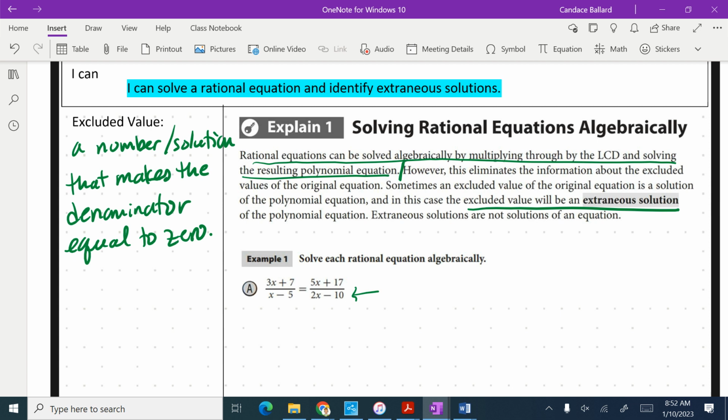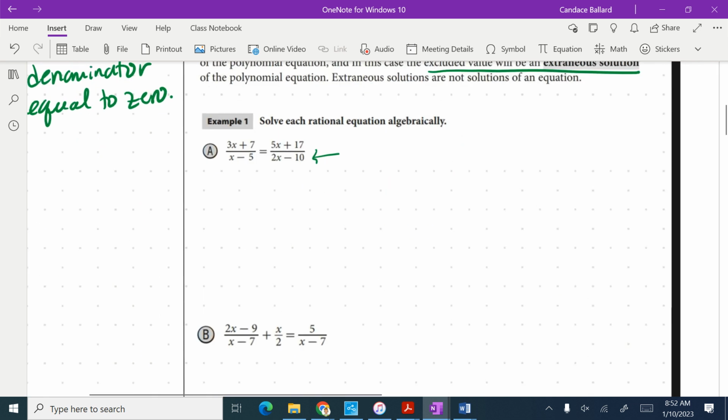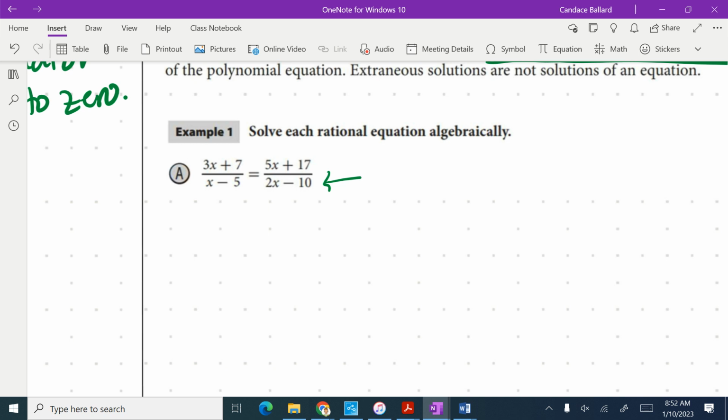Our instructions say that we're supposed to solve each rational equation algebraically. So we're going to figure out our LCD. We're going to start it like we did yesterday, and then we're going to multiply everything by the entire LCD. When you are writing these out, you want to leave yourself even more gaps of space. Today, you're going to write tiny.